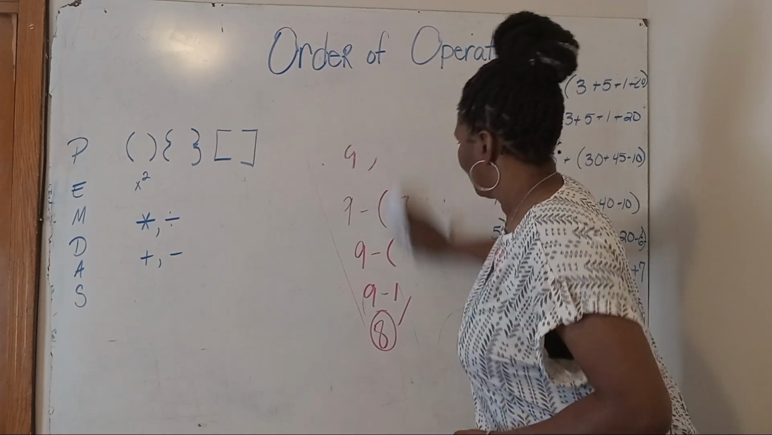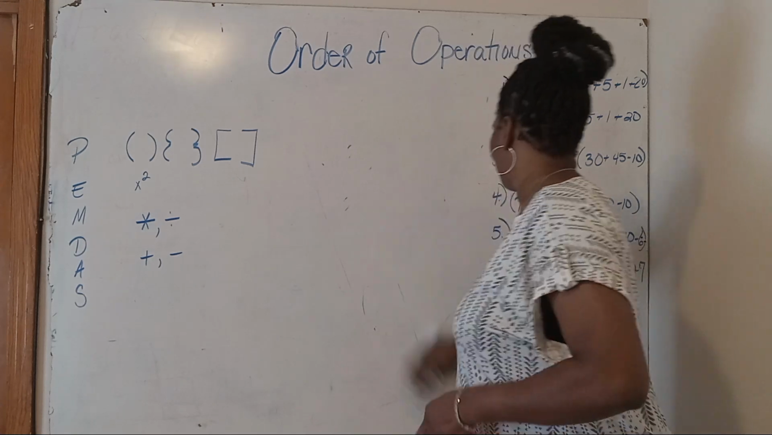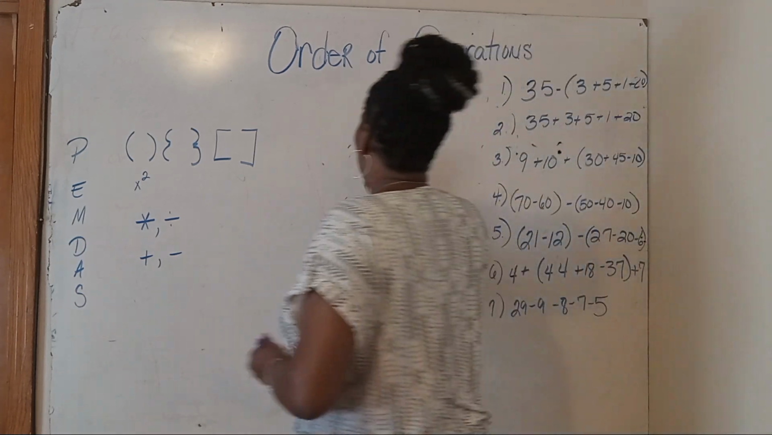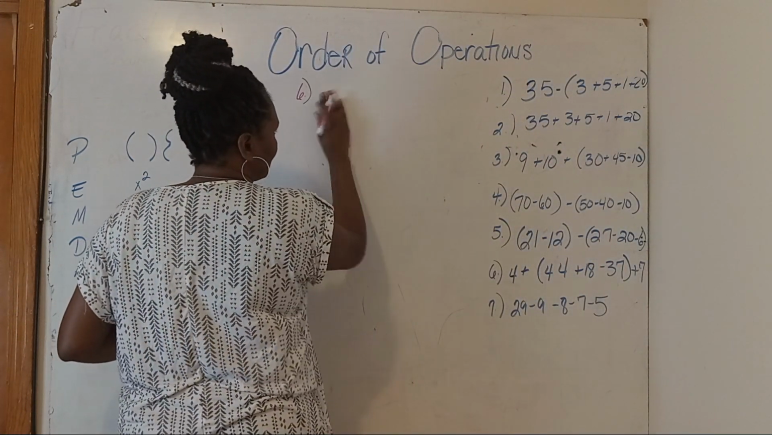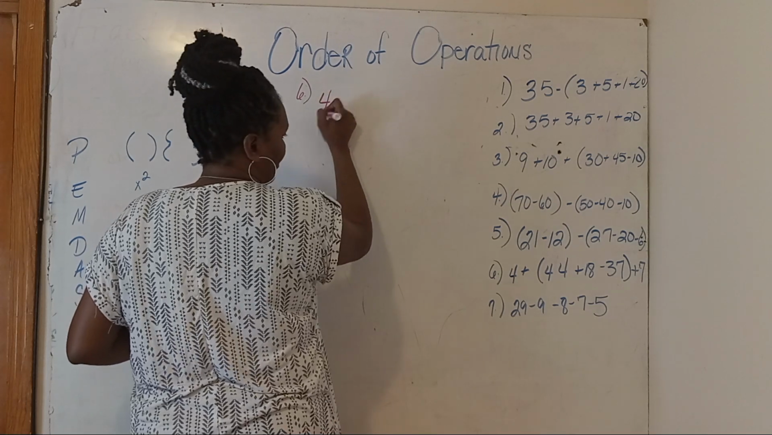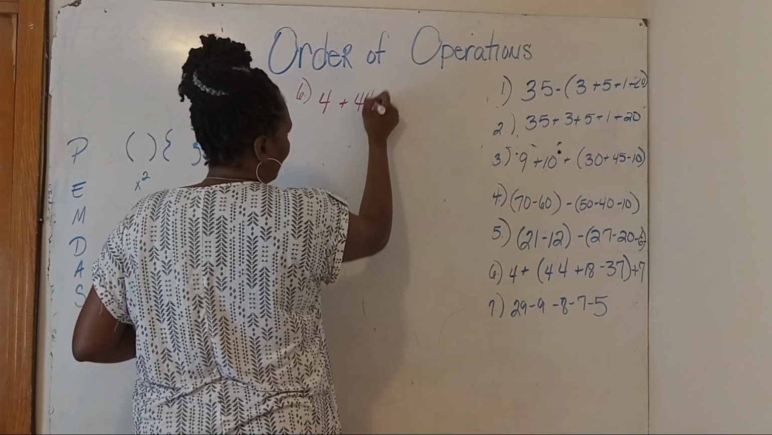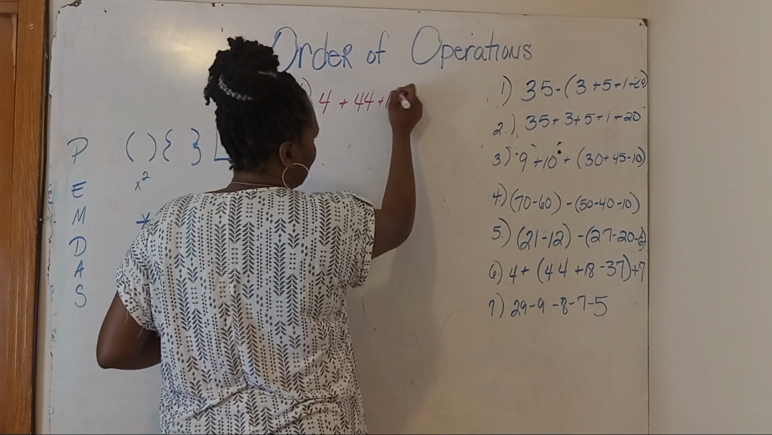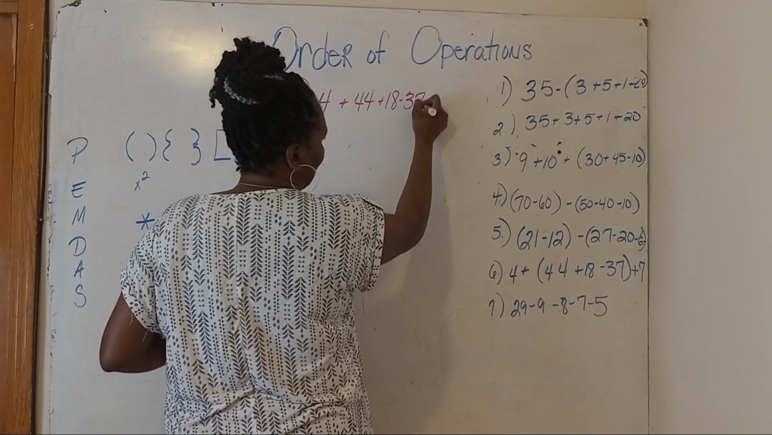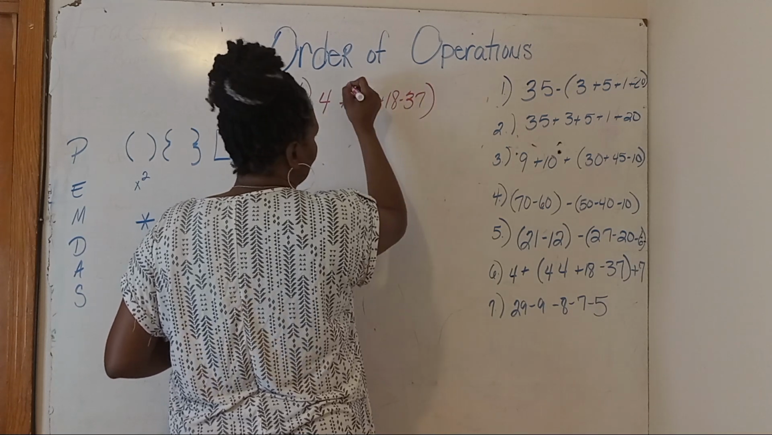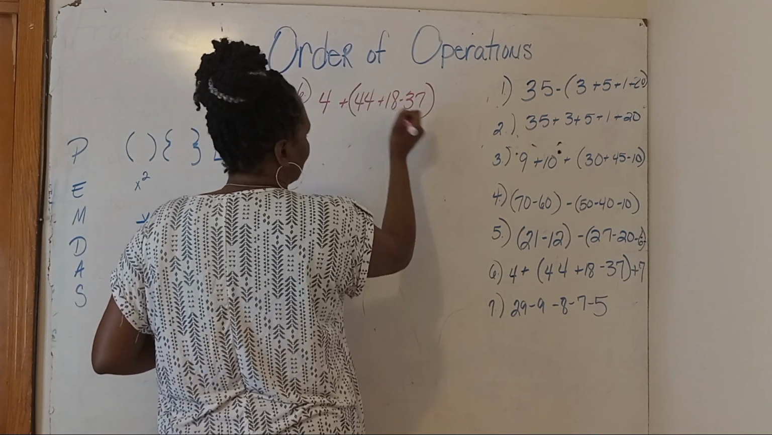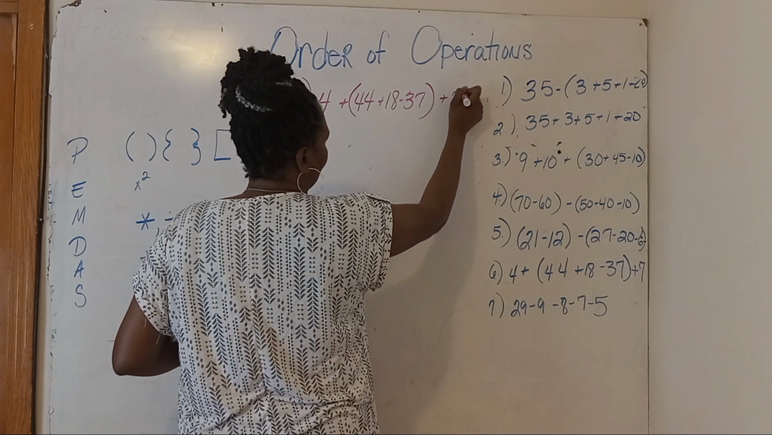All righty. Next problem. Problem 6. 4 plus 44 plus 18 minus 37, all of that in parentheses, plus 7.